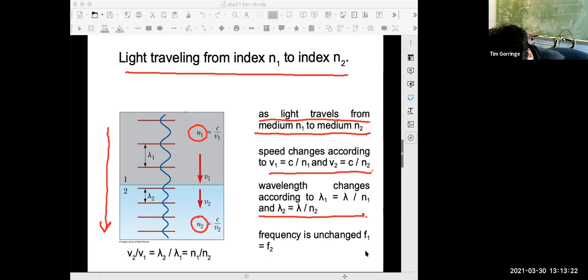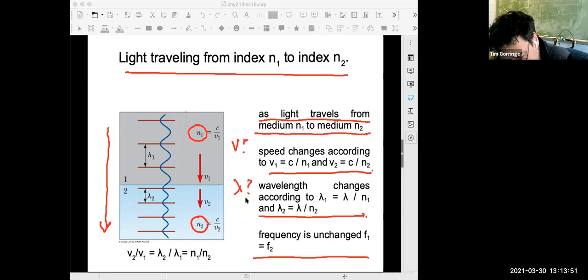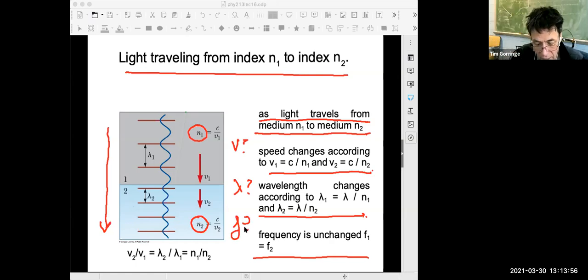But interestingly, the frequency doesn't change. The frequency of this light ray is the same in vacuum, same in medium 1, same in medium 2. F1 equals F2 equals F, the frequency in vacuum. And so these are three important statements about what happens to the speed, the wavelength, and the frequency when light travels from one medium to another. The changes are all related here.